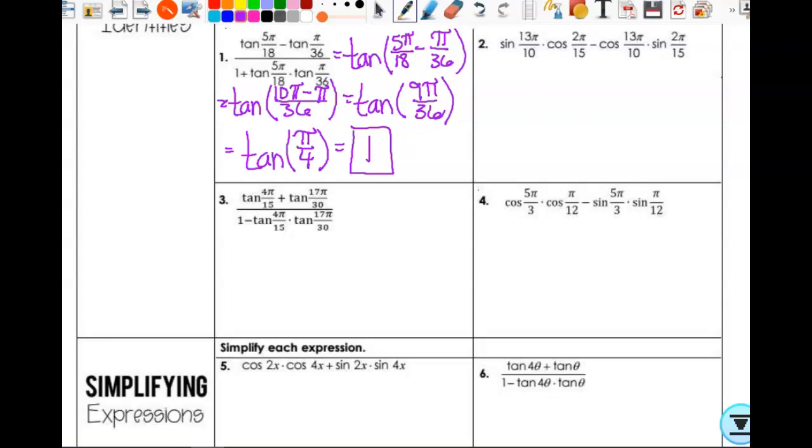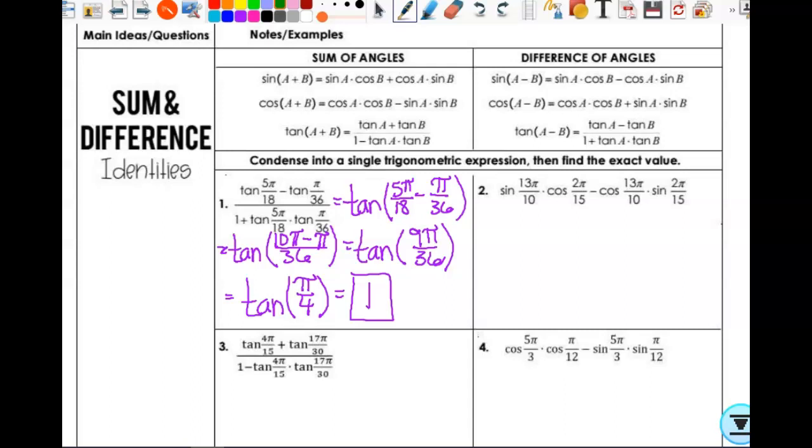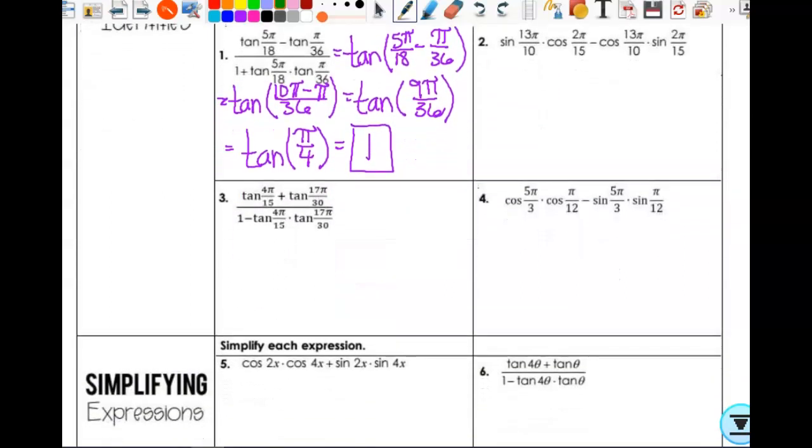Alrighty. So then let's look at number 2. I have a sine times cosine, then cosine times sine situation. So is this going to be a sum or difference of, is it going to be sine or cosine? Look at the ones you have up there. It's going to match what? When you mix them, it matches a sine, right? And then is it a sum or difference? Difference, okay? So then this is equal to the sine of A, which is 13 pi over 10, minus B, which is 2 pi over 15.